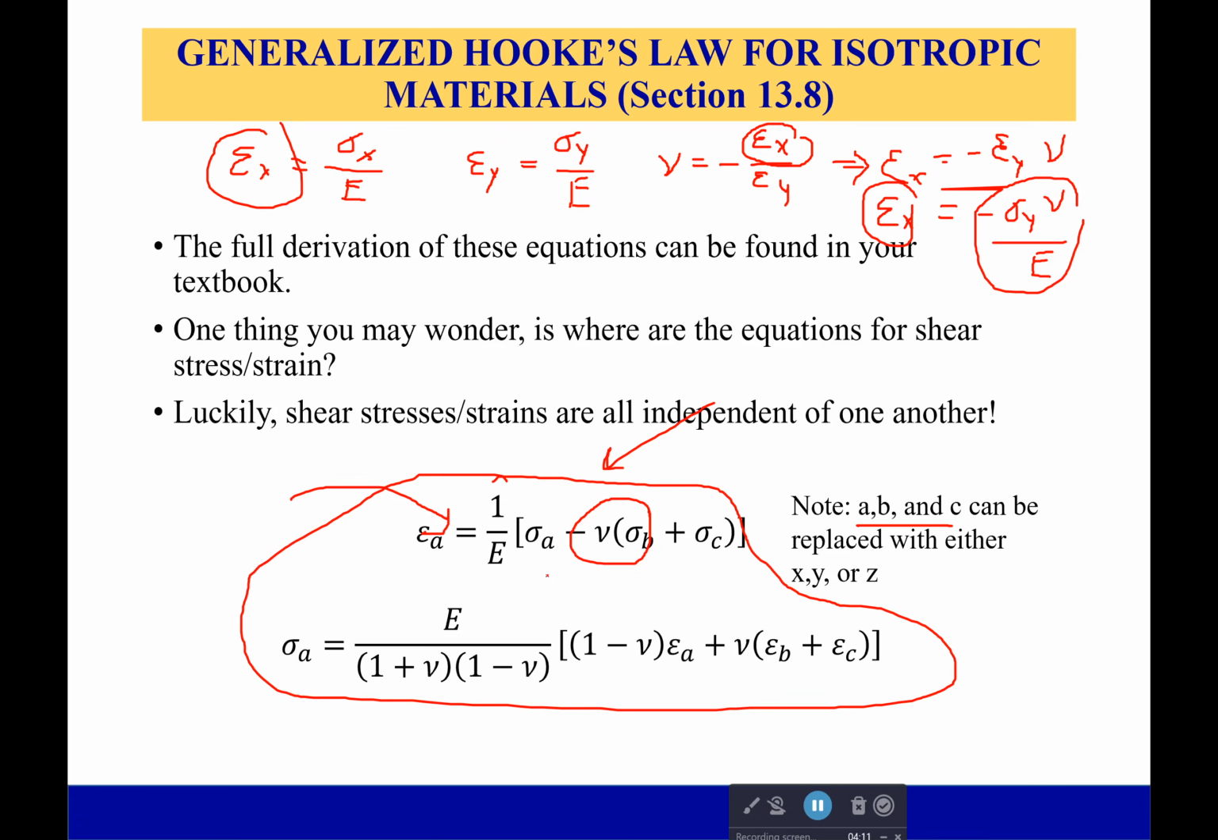So hopefully that makes sense. We're just adding together all the different strains from all the different situations and solving. And we can also do that in the reverse order, where we solve for the stresses in terms of the strains. Both are going to be helpful in the future. So that's for this time.